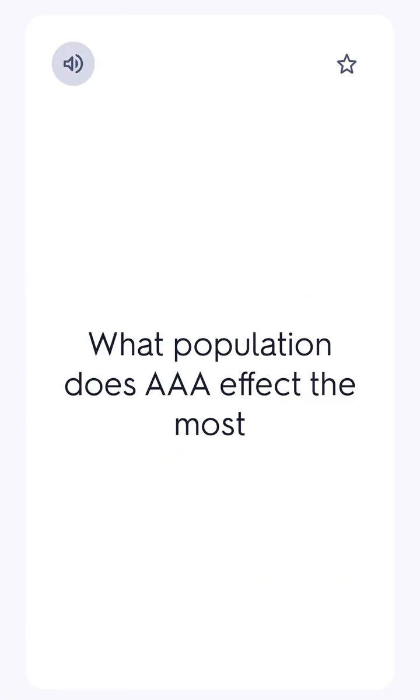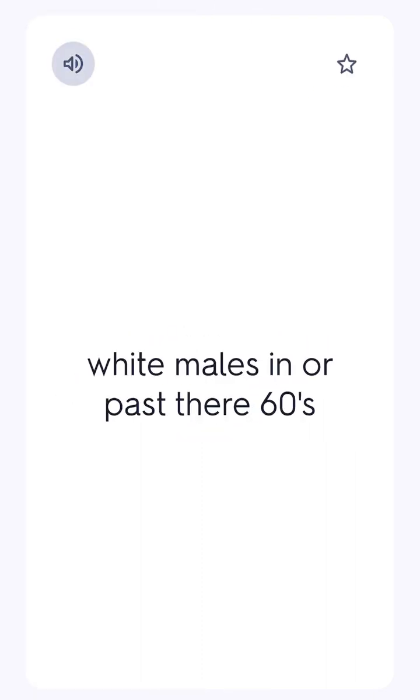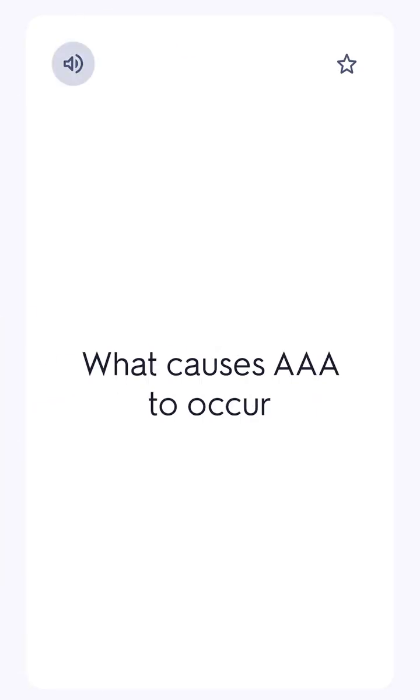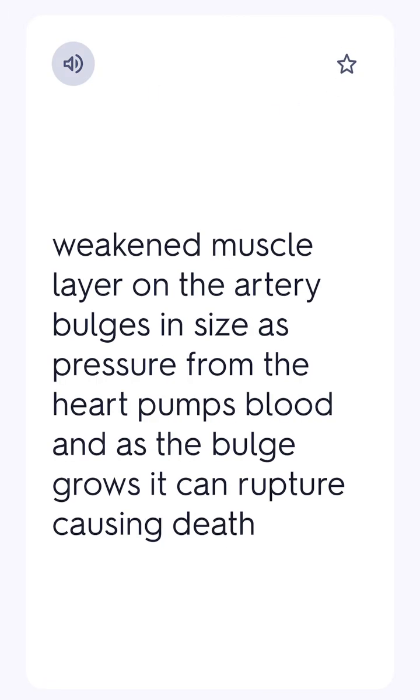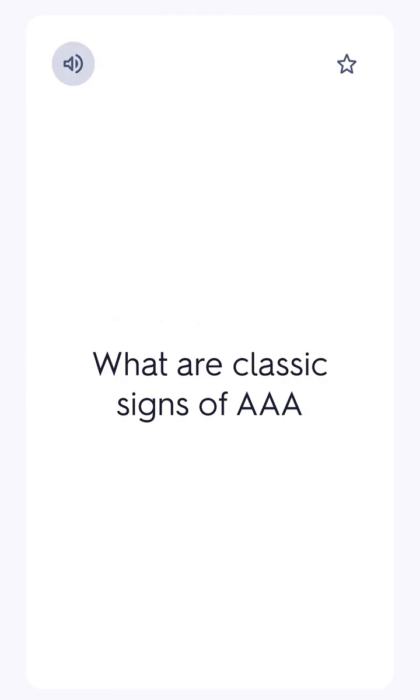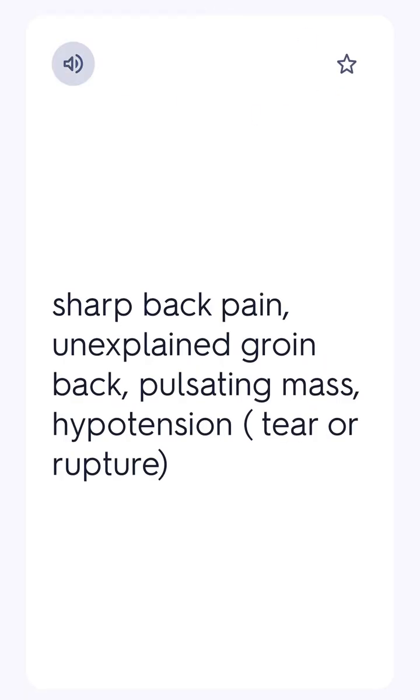What population does AAA affect the most? White males in or past their 60s. What causes AAA to occur? Weakened muscle layer on the artery bulges in size as pressure from the heart pumps blood, and as the bulge grows it can rupture, causing death. What are classic signs of AAA? Sharp back pain, unexplained groin pain, pulsating mass, hypotension.